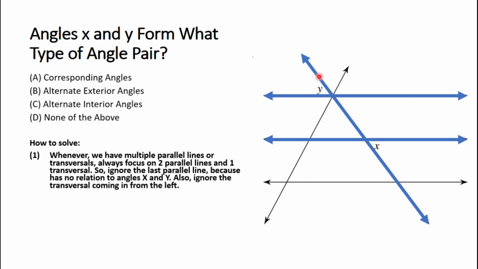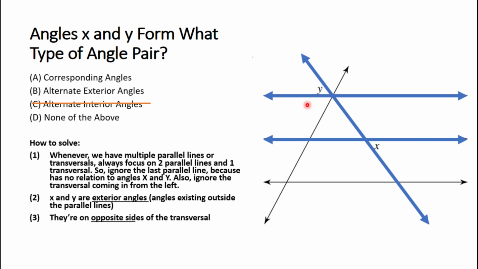If we look at Y and X, these two angles are not interior, so we can get rid of C. In fact, Y and X are on the outsides of the parallel lines, so they are exterior angles. And they are on opposite sides of the transversal, so they are alternate exterior angles. And so our answer is B.